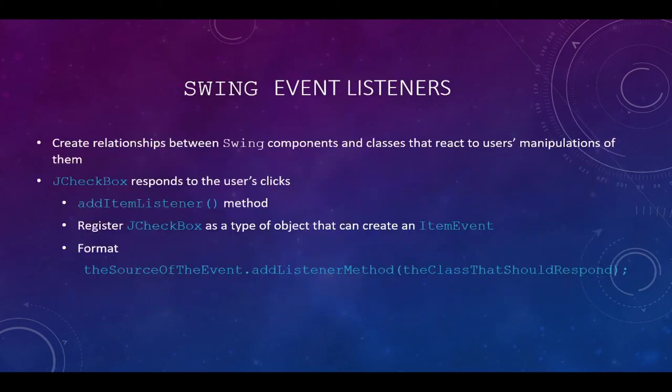Swing event listeners create a relationship between that component and the class. Okay, so the component JCheckBox is going to respond to a user click. If you add the item listener method, you're going to register the JCheckBox as a type of object that has an item event. And so you're going to have the source of the event add listener method. Okay. Add listener method is our new portion of that.